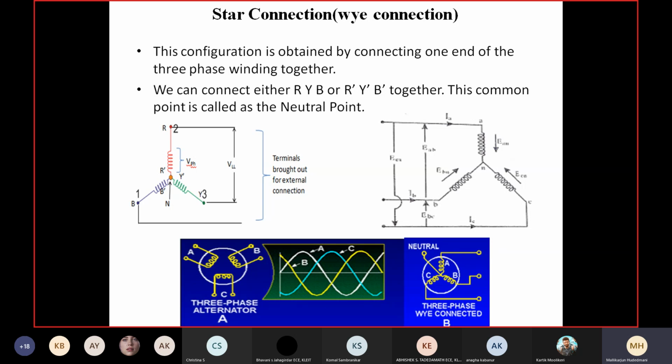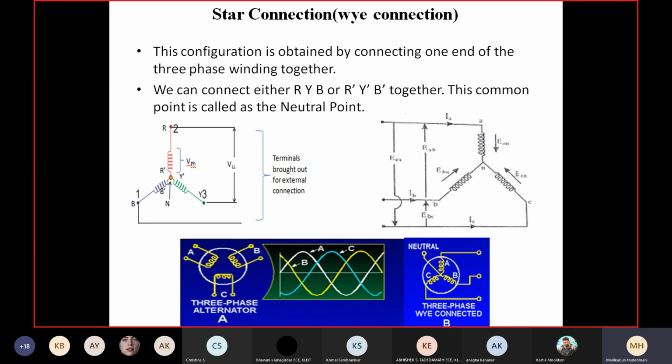Between any two lines, R and Y, you can see here VLL, the line to line voltage. Between R and B, you can see the line to line voltage. Between R and N, can you see this? V phase, the voltage induced in the R group. Similarly, Y and N, the Y group voltage, and B and N, phase voltage. So two different voltages are possible to read in a star connection. Therefore, we need to relate line voltage with phase voltage.